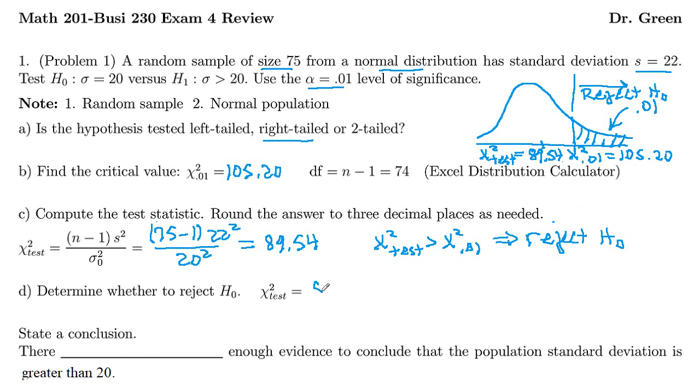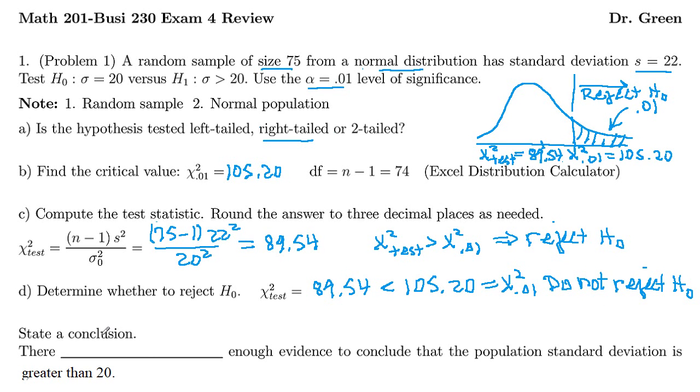Well, our test statistic chi-squared test is 89.54. That is less than the 105.2, which is our critical value, chi-squared 0.01. So we do not reject. So it could be that this is just due to chance. So state our conclusion. Either there is or is not enough evidence to conclude the population standard deviation is greater than 20. In this case, we did not reject, so there is not enough evidence.